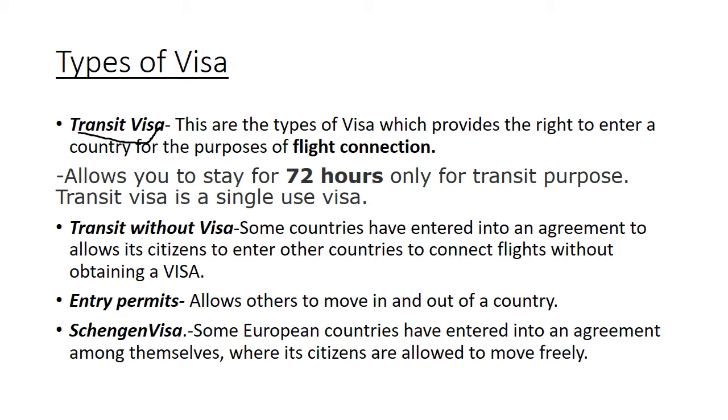Then we have the second type, which is called transit without visa. Some countries have entered into an agreement to allow their citizens to enter other countries to connect flights without obtaining a visa. Then we have entry permits. This one allows a person to get in and out of a country. Then we have what we call Schengen visa. Some countries, especially European countries, have entered into an agreement where you can travel within their own territories.